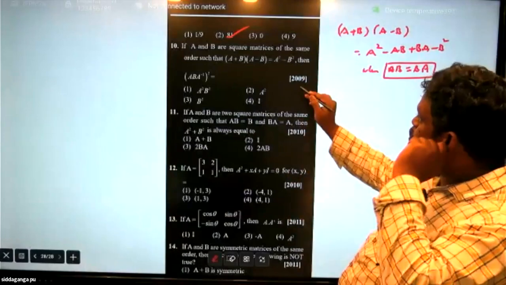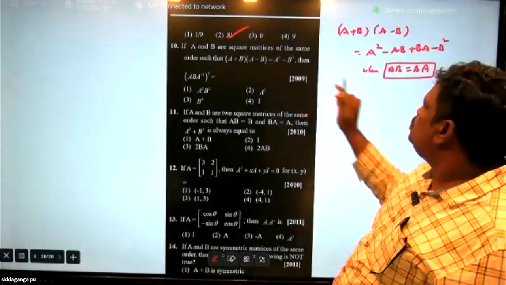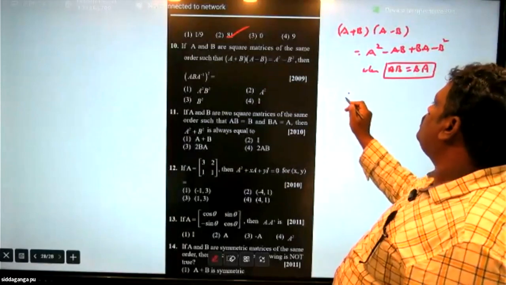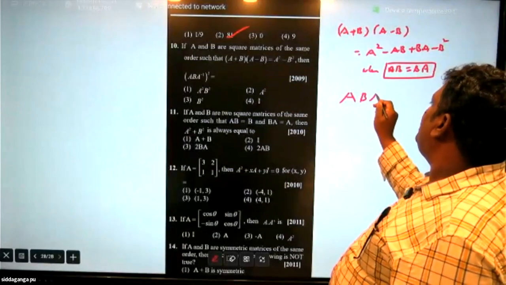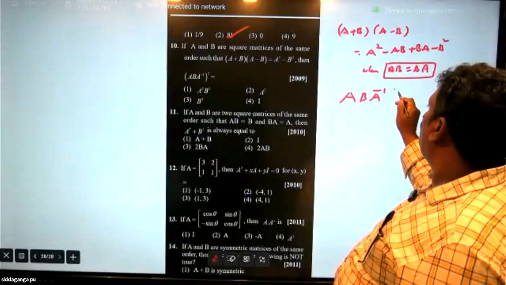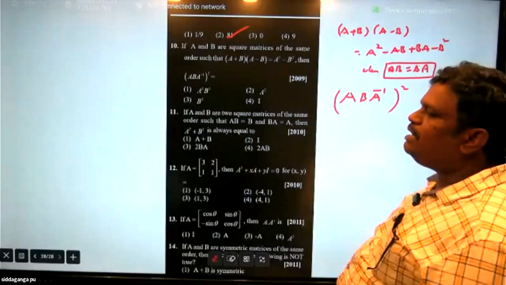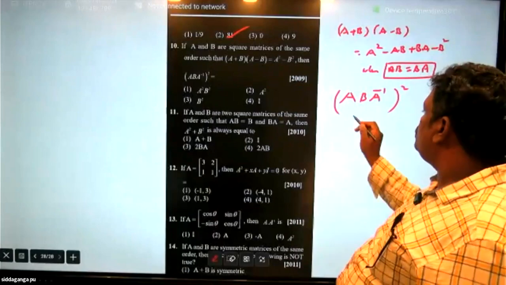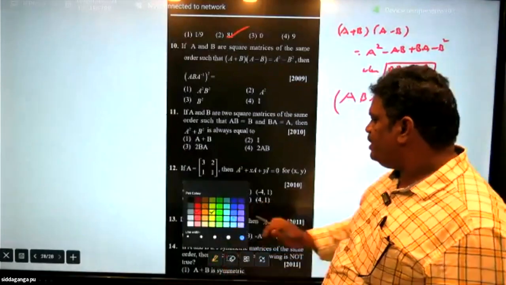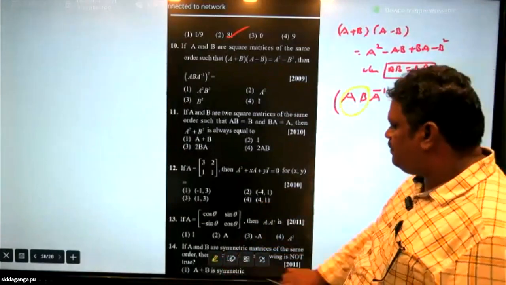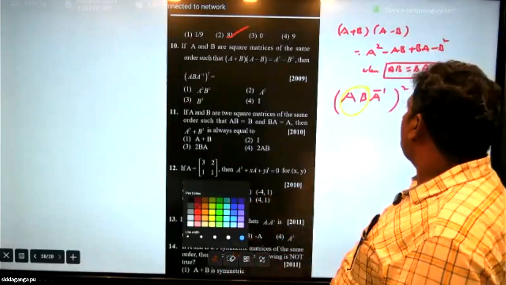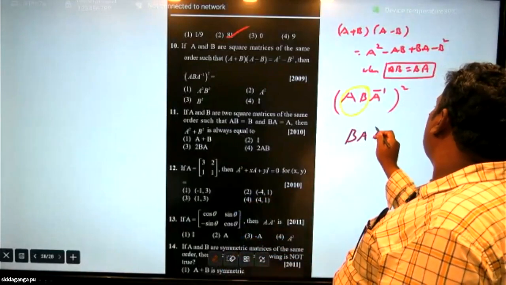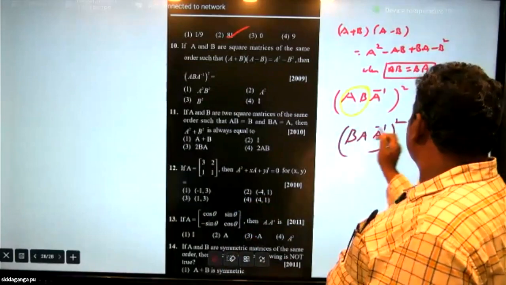So by using this, they have given this one. That's why we must choose AB is equal to BA. Then what do we do here? AB A inverse whole square is given. Now to find this value, I can choose AB is equal to BA, so instead of AB we can write BA into A inverse whole square.